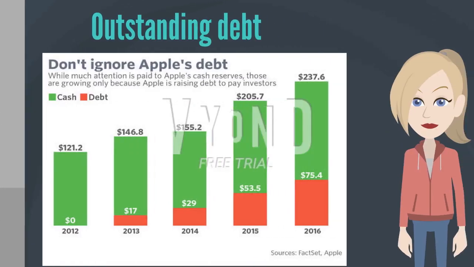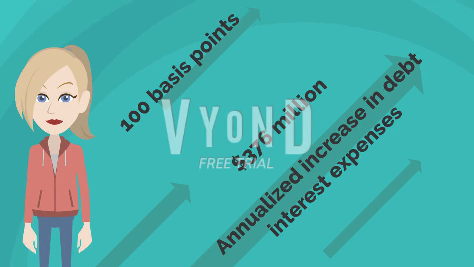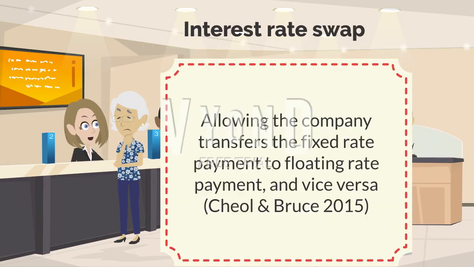Apple's outstanding debt has been increasing in recent years. Data shows that until 2017, Apple had issued floating rate bonds worth $103.7 billion. When market interest rates are raised by 100 basis points, the annualized increase in debt interest expense would be $376 million until 2017. In order to manage the interest rate risk of outstanding long-term debt, Apple may enter into interest rate swaps, which allow the company to transfer fixed rate payments to floating rate payments.